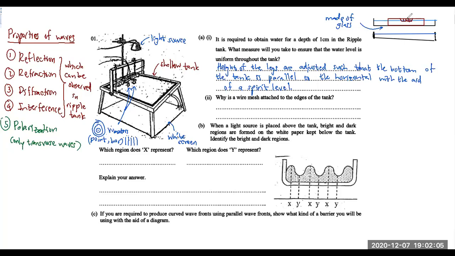If the air bubble is exactly at the center like this, that means the spirit level is flat, I mean, parallel to the horizontal. So if the air bubble is exactly at the center, we can ensure that the bottom of the ripple tank is parallel to the horizontal. That's what we have to do. That's the only thing we can do to maintain the depth of water at the same height, right? Because if the bottom of the tank is not parallel to the horizontal, the depth will be different at different places, right?